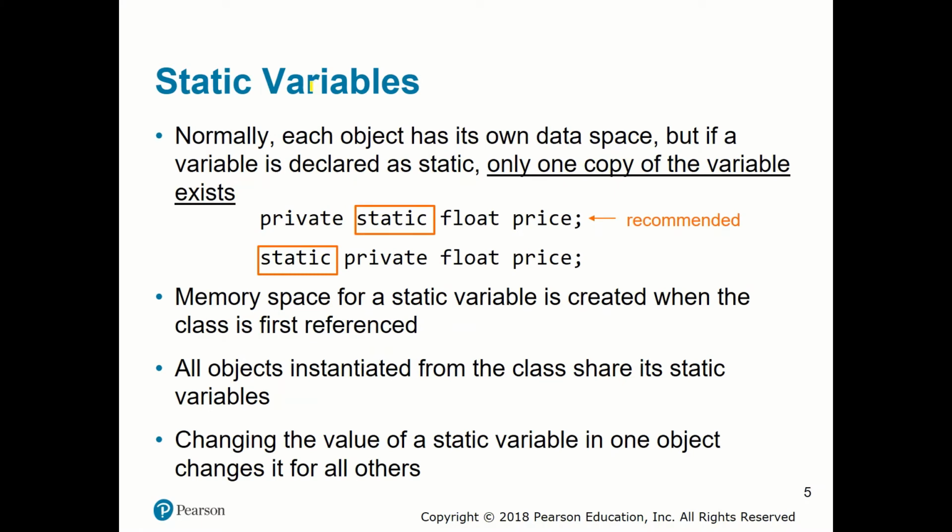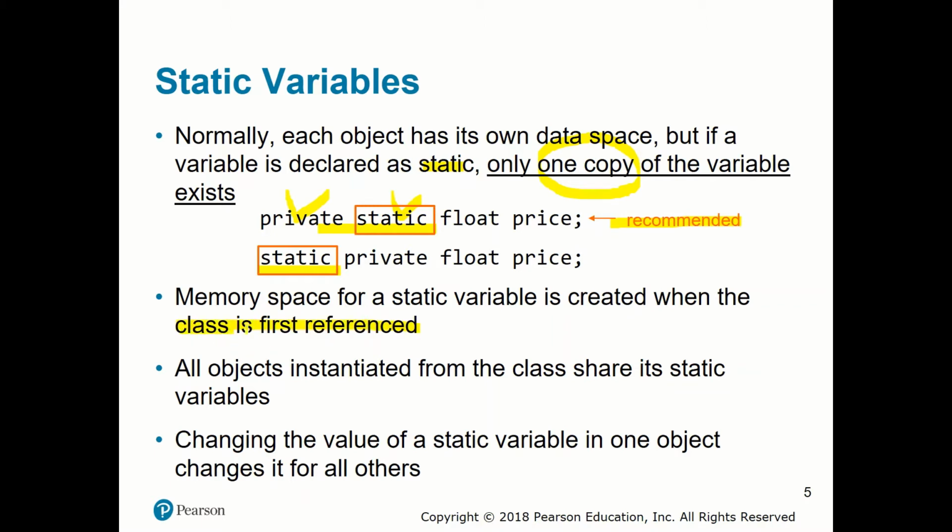Normally, each object has its own data space. But if a variable is declared as static, only one copy of the variable exists. You can put static before or after the private modifier. Private static float and static private float are both okay, but private static is recommended: always the access modifier first and then the static modifier. Memory space for a static variable is created when the class is first referenced.